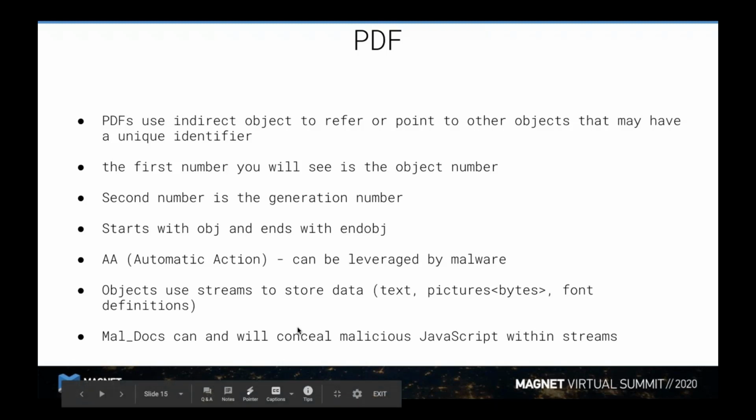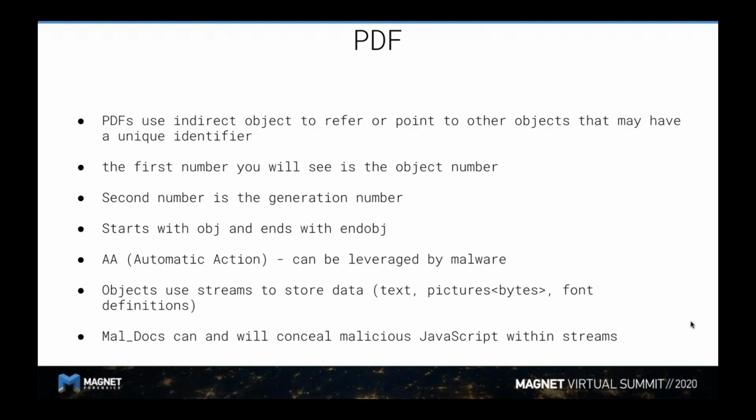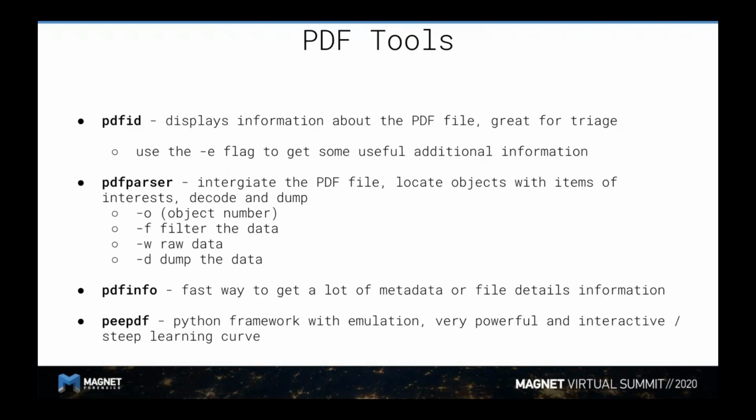And the other big thing that we'll be focusing on is looking at concealed JavaScript, which is inside of a stream object within a PDF. So some of the tools that we'll be looking at as we go through the analysis portion is PDF ID. PDF parser is actually a Python script from Didier Stevens. He has a whole host of Python scripts and tools that he has written for doing malicious document analysis.